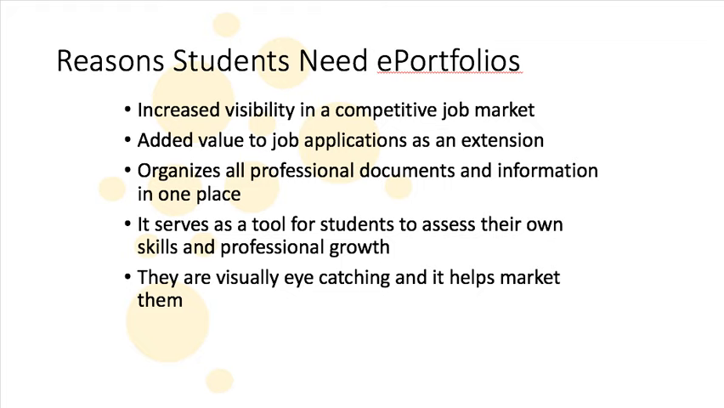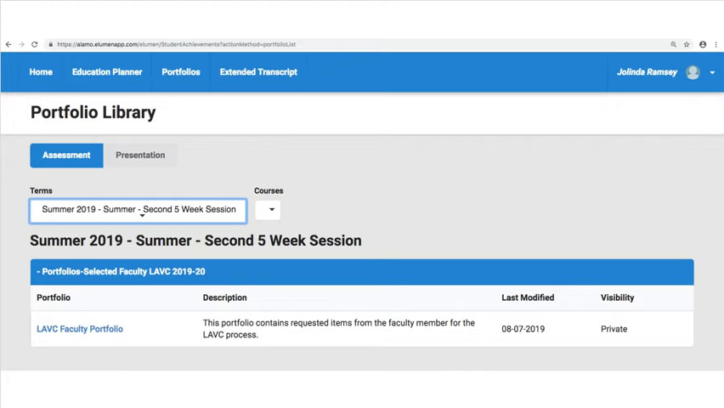Once you get into eLumen, how you use the system is really easy. The first thing you're going to do is to make sure to go up to the top and you'll click on the Portfolios tab. When you click on the Portfolio tab, it will show you this particular screen. You'll notice that you can click on the tab of Assessment or Presentation. So let me tell you the difference about those two.